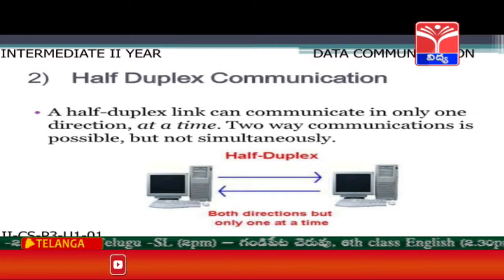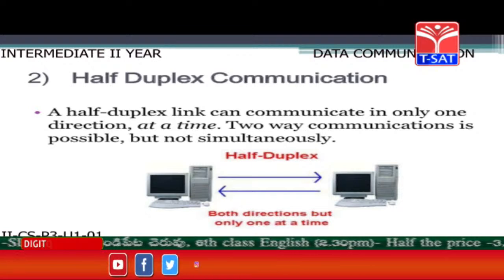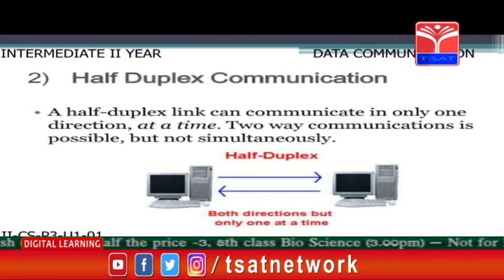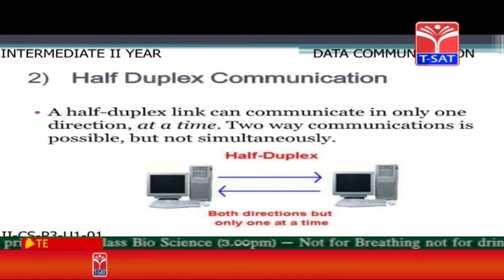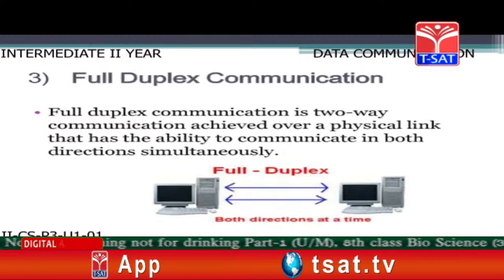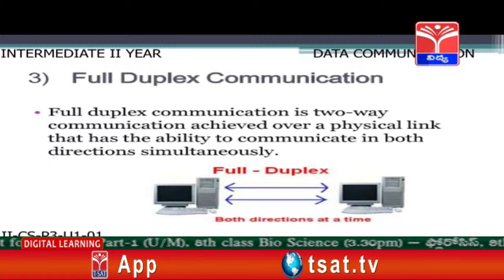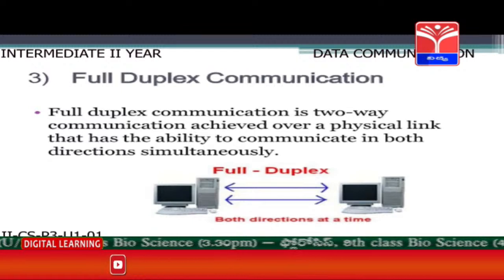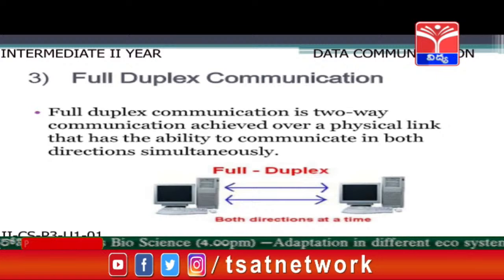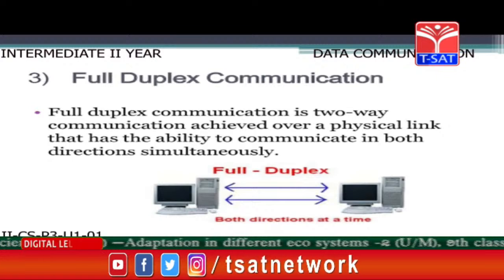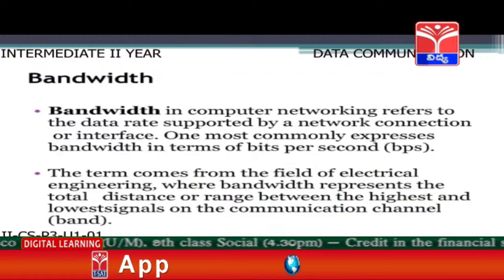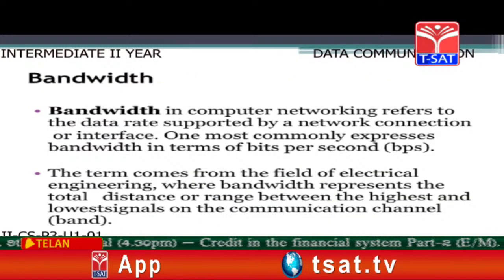Second is half duplex communication. A half duplex link can communicate in only one direction at a time. Two-way communications is possible but not simultaneously. Third is full duplex communication. Full duplex communication is two-way communication achieved over a physical link that has the ability to communicate in both directions simultaneously. Next topic is bandwidth.